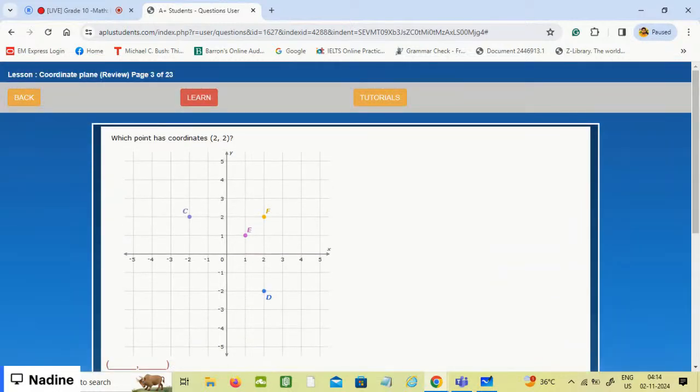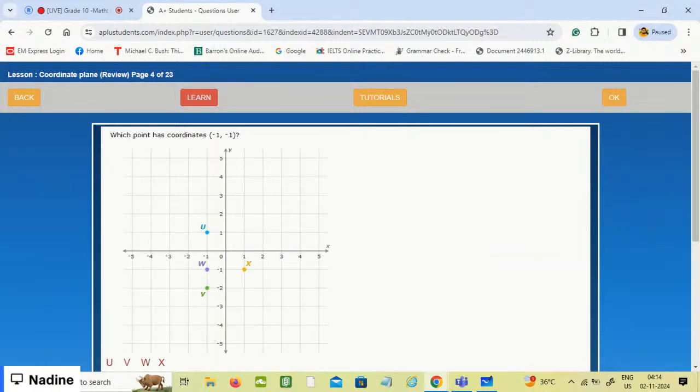Okay, let's just move on to next one. Which point has the coordinate -1 and -1? So which is the correct option? The correct option is W. W has the points -1 and -1. Got it?